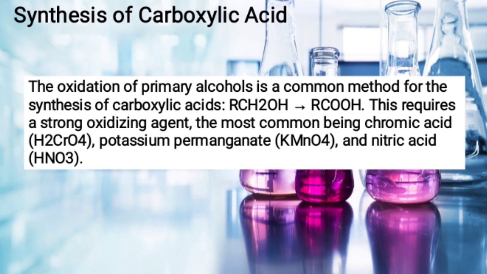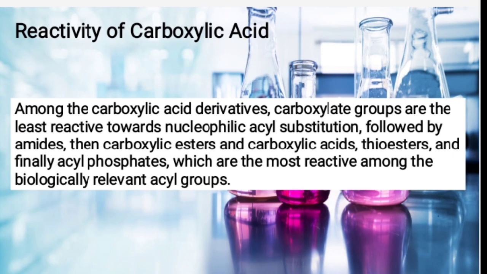The second to the last that we will tackle today is the synthesis of carboxylic acid. The oxidation of primary alcohols is a common method for the synthesis of carboxylic acids, RCH2OH to RCOOH. This requires a strong oxidizing agent, the most common being chromic acid, potassium permanganate or KMnO4, and nitric acid, which is HNO3.